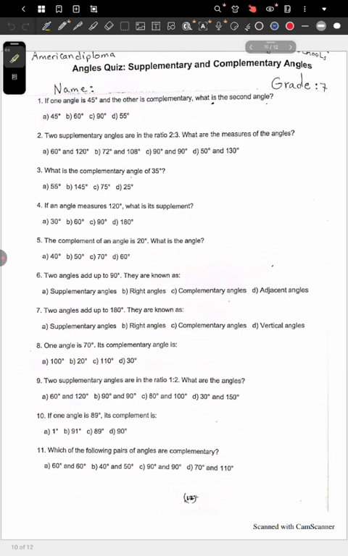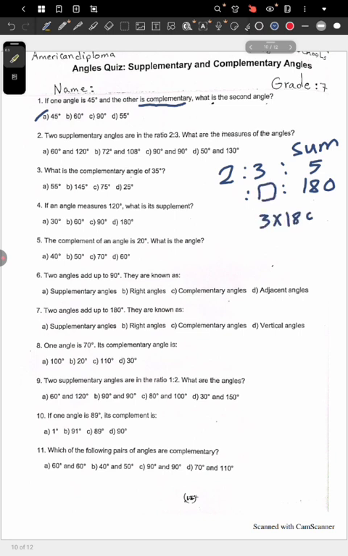Okay. If one of the angles is 45, its complementary is 90 minus 45, which is 45. That's very, very easy. Two supplementary angles are in the ratio 2 to 3. How can we find them? Okay. 2 and 3, the summation of the ratio is 5. The summation of supplementary angles is 180. You put 180 and you can find it. 3 times 180 over 5 is 108, and the other is 72. Okay.